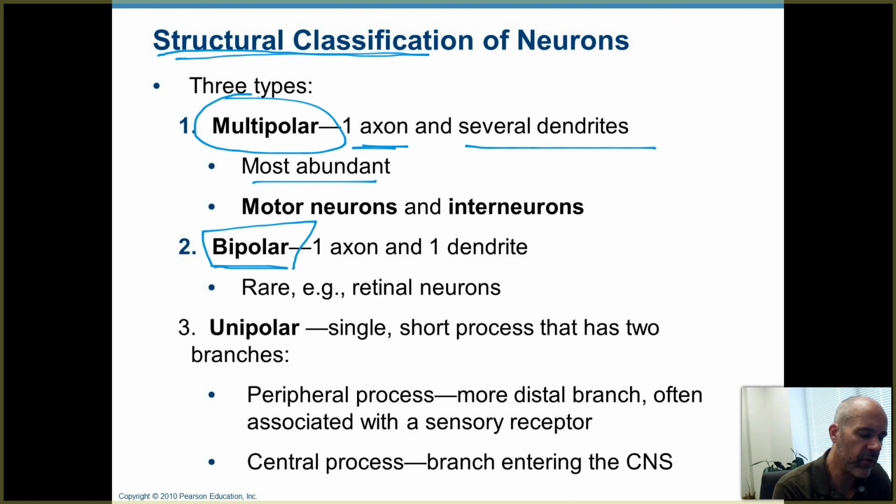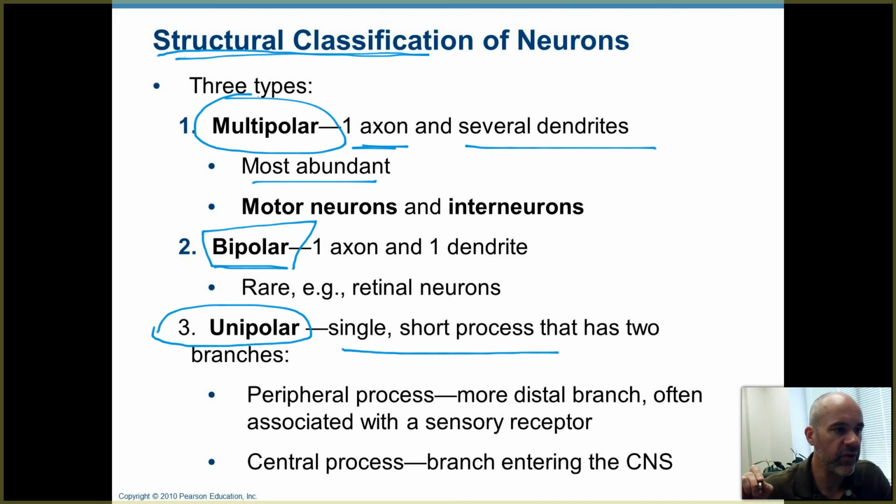And then there are neurons that are called unipolar. They're actually pretty abundant as well. They just have a single short process that has two branches, and we'll take a closer look at that in a moment. So they don't really have a separate dendrite or group of dendrites and a separate axon. It's actually just one long extension that goes from one location to another.